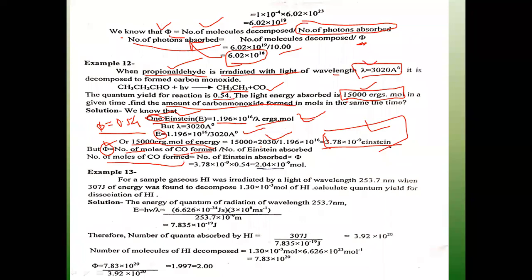Okay, now the calculation: 3.78 into 10 to the power minus 19 Einstein into 0.15, these two terms. Here phi is the quantum yield and this is the number of photon energy absorbed by the molecule for the formation of CO. So after solving, this becomes 2.4 into 10 to the power 9 moles. This is the amount of CO formed in this process.